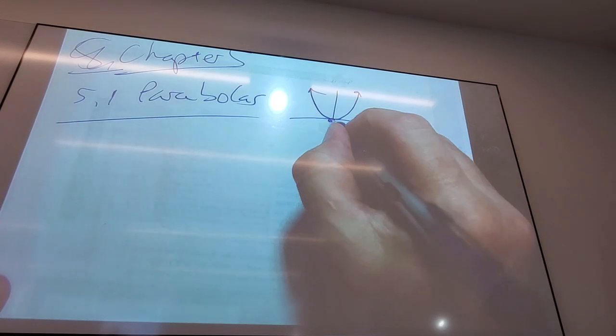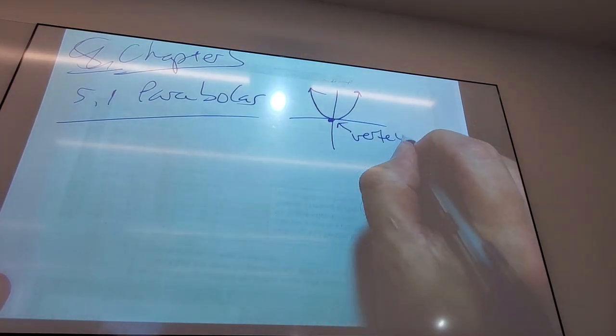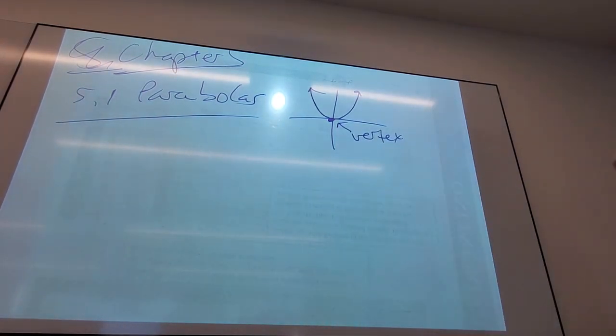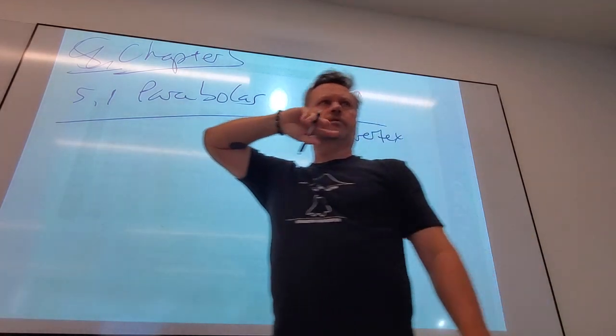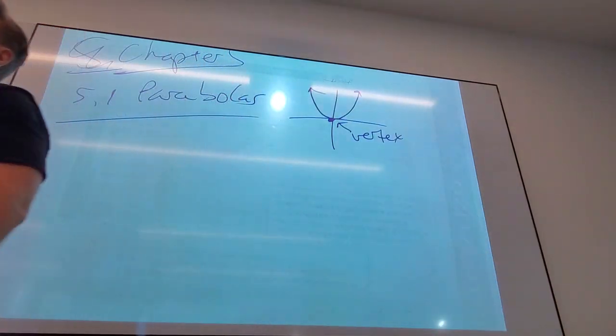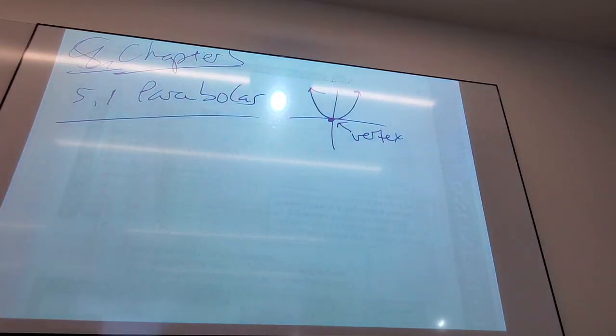Beautiful, vertex. That is the official name. We also sometimes refer to it as a turning point. Kind of makes sense because this is where it turns. You guys all with me? So if I give you any parabola, one of the most important immediate things to find is the vertex.